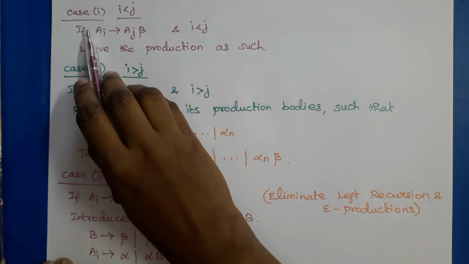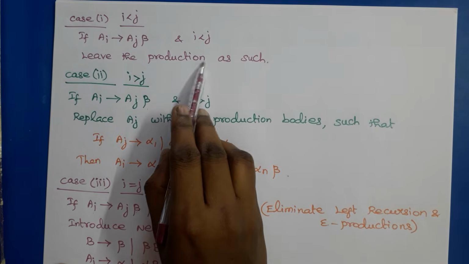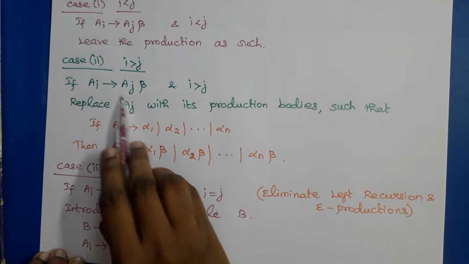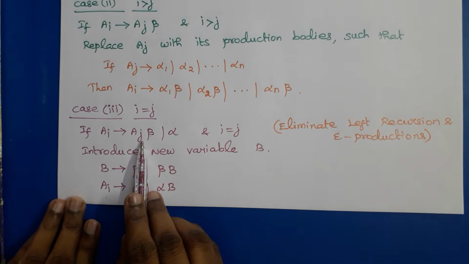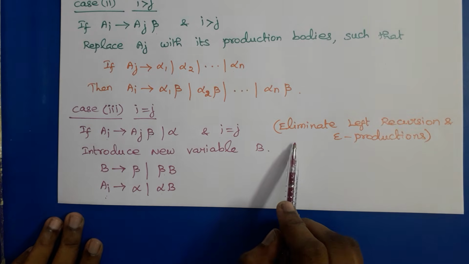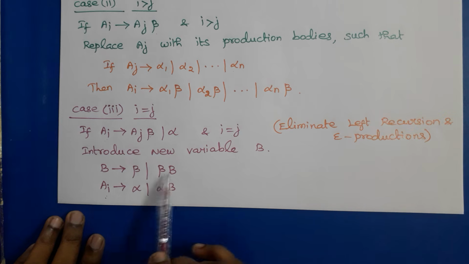Okay, so if the case is i less than j, then leave the production as such. If i is greater than j, then replace this A_j with its production body. If i is equal to j case, means we need to eliminate both the left recursion and epsilon production, but just remember these two steps.